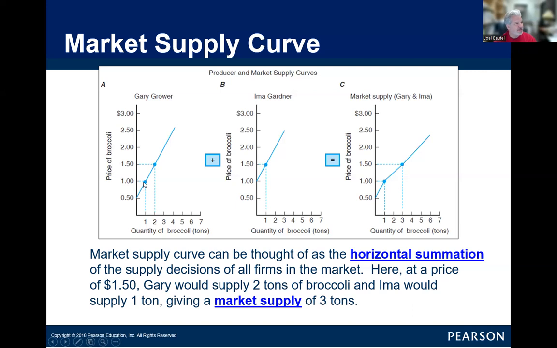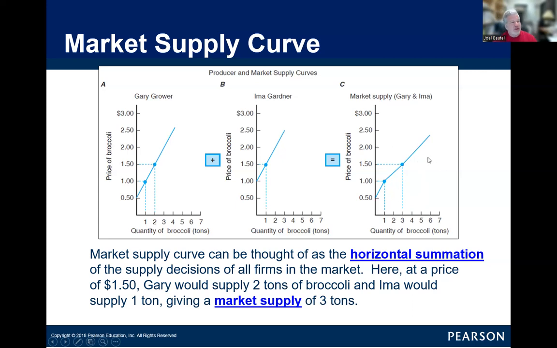And as we move to $1, Gary's willing to sell 1 unit, 1 ton of broccoli. Ima Gardner, she's still not willing to sell. So it's 1 to 1. We're just adding this up. At a price of $1.50, Gary's willing to do 2 tons and Ima is willing to do 1 ton. So 2 plus 1 is 3. And so we go up from 3 and that's our $1.50. And you can follow this out at $2. It looks like it's about 3 tons for Gary, and at $2, it looks like 2 for Ima. So that's 5 tons in the market.